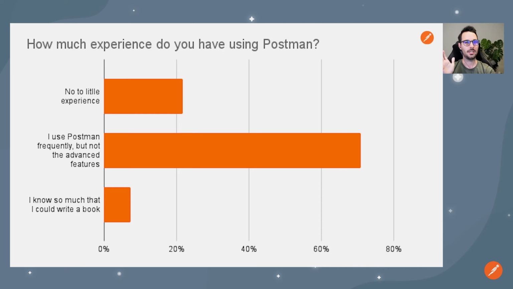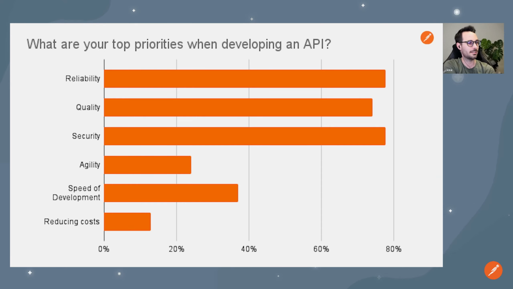So mostly we have Postman users. You use it frequently. Might be just for sending API requests, just seeing what's coming back. Might not be using advanced features. We have 4 people that could write a book. Please send us the links to these books. We'd love to read them. And then we have a few newbies, which is all good because we put you all on the same level anyway. And then in terms of the top priorities, reliability, security, and quality come first. Then speed of development, agility, and reducing cost.